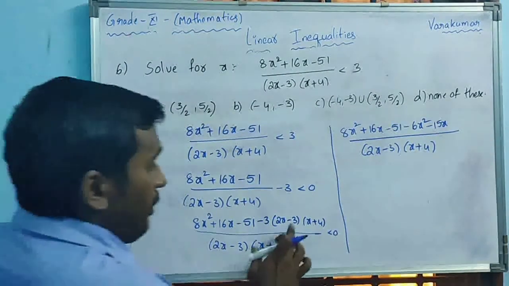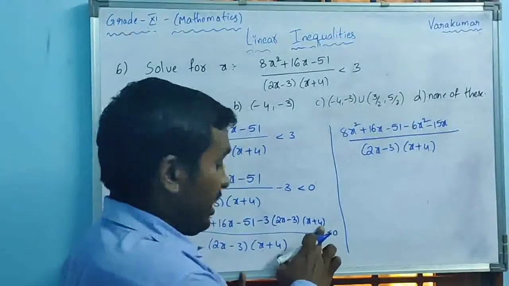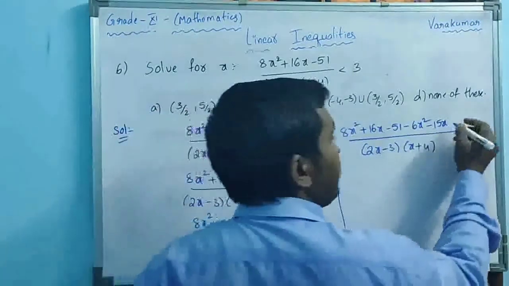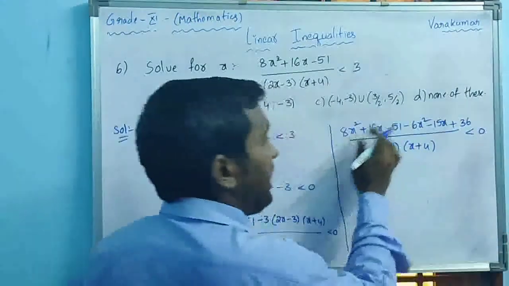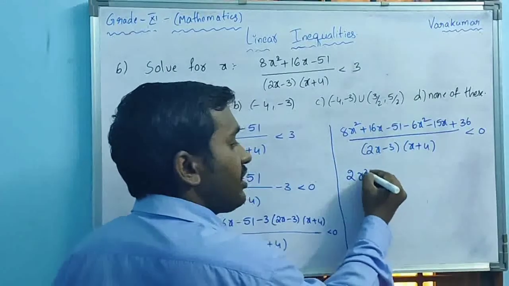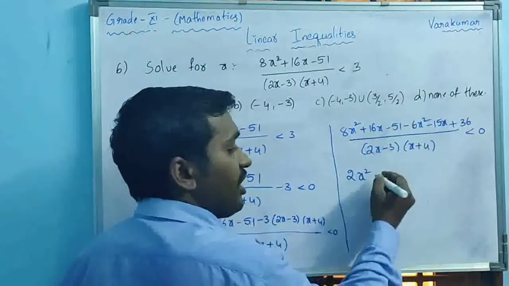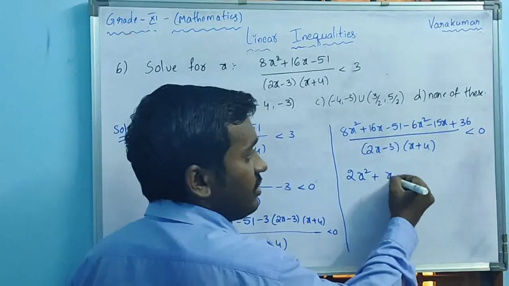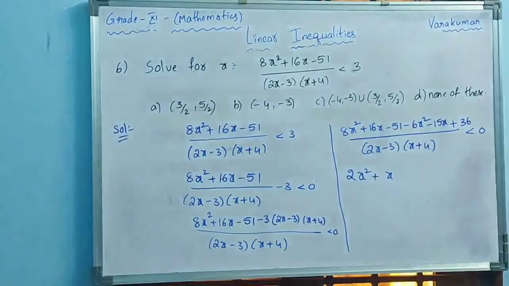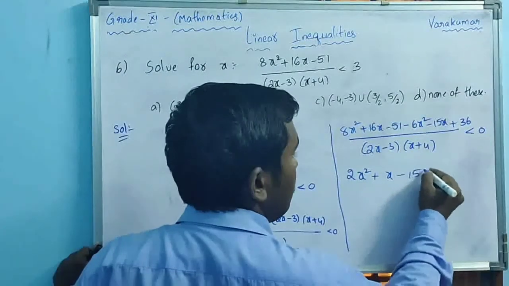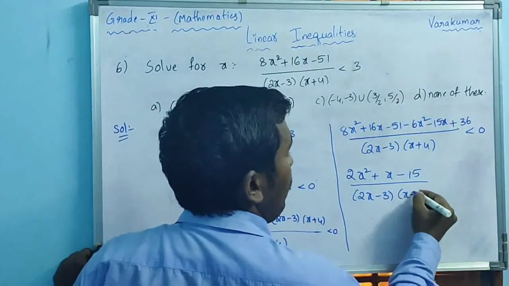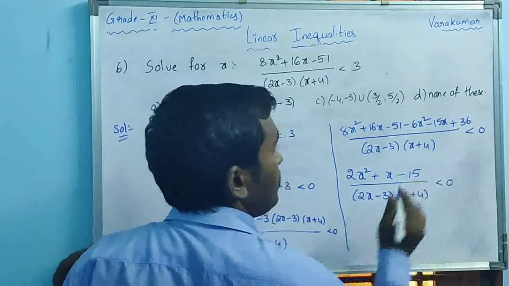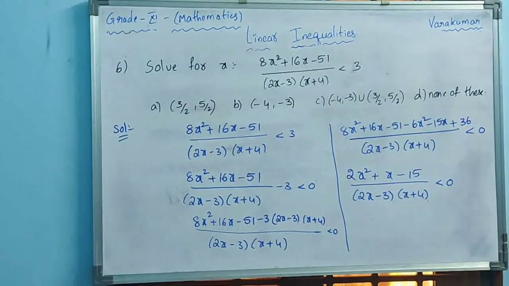Next, minus 3 into 4, 12. 12 minus 12, minus 12 into minus 3 plus 36, which is less than 0. Now 8x squared minus 6x squared, which is 2x squared. 16 minus 5, which is 11x, minus 51 plus 36. Minus 51 plus 36 will be minus 15, divided by 2x minus 3 into x plus 4, less than 0.